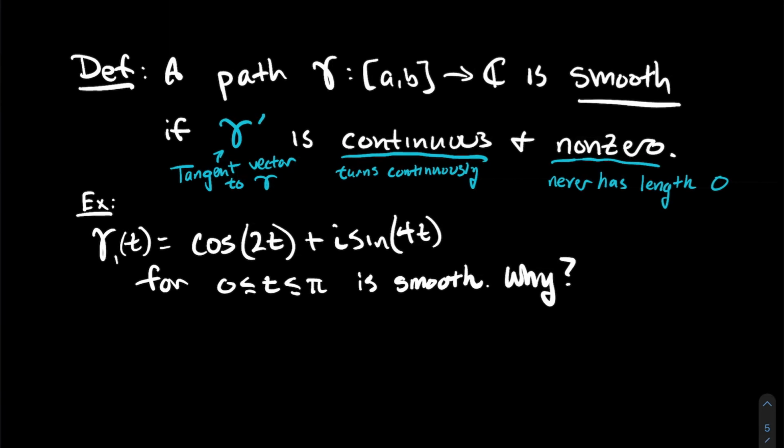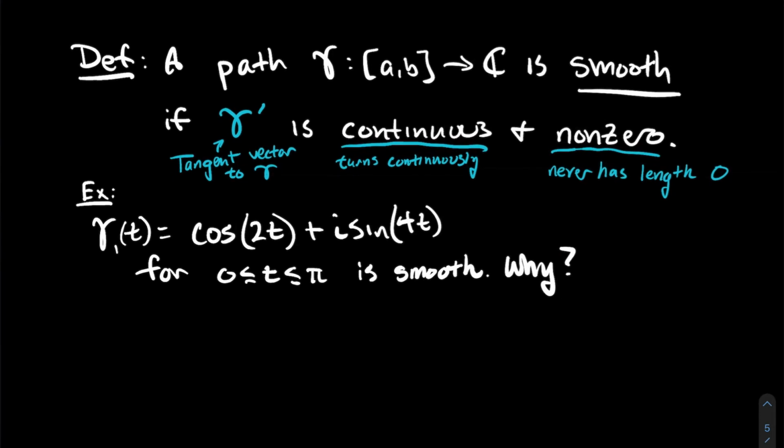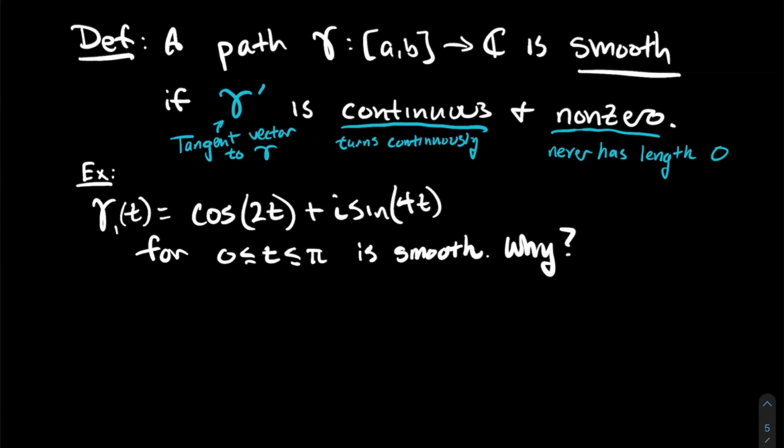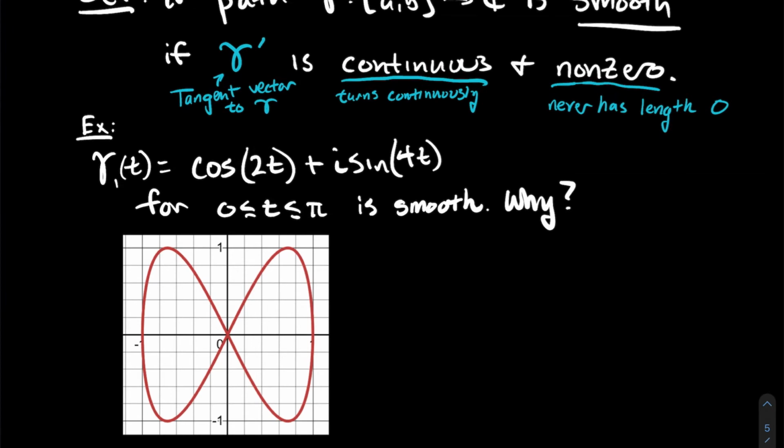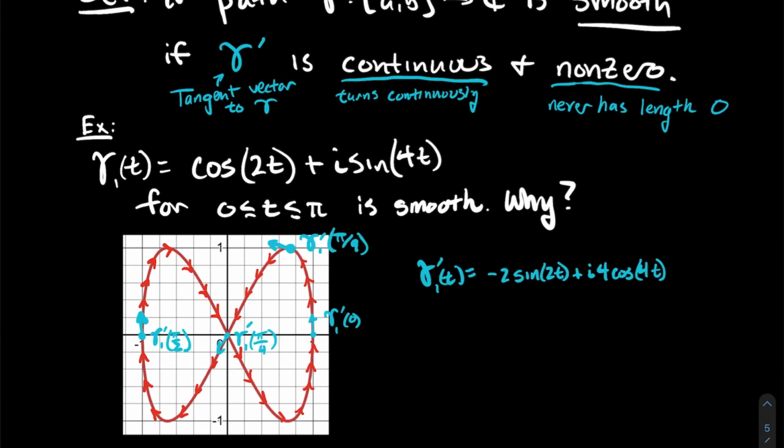So let's look at some examples in order to understand what this definition says and how do I know if a particular path is smooth or not. So my first path to consider here is gamma 1, which is cosine of 2t plus i sine of 4t. And I'm considering it for t between 0 and pi. And I want to know, is it smooth and how come? So I've just got to check, is it continuous and is it never 0 as long as t is between 0 and pi? And so here's a picture of what gamma looks like, and then I also need to add in some numbers with orientation as you go around.